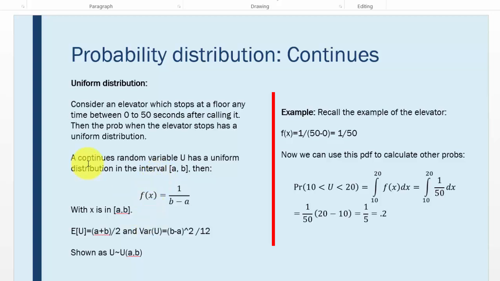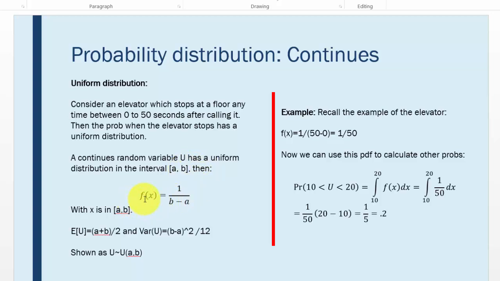Therefore, here we try to calculate the probability that the random variable takes values in a certain interval. The first continuous distribution that we cover is the uniform probability distribution. Consider an elevator which stops at a floor any time between 0 to 50 seconds after calling it. Then the time when the elevator will stop has a uniform continuous distribution. A continuous random variable U has a uniform distribution in the interval a and b. Remember that this can also be an open interval.